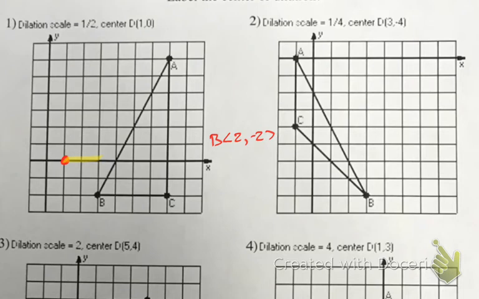You can then multiply your vector by your scale factor if you want to. So what I mean by that is I would just multiply by 1/2. So half of 2 is 1, half of -2 is -1, so that means my movement technically would just be right 1, down 1 to right here.